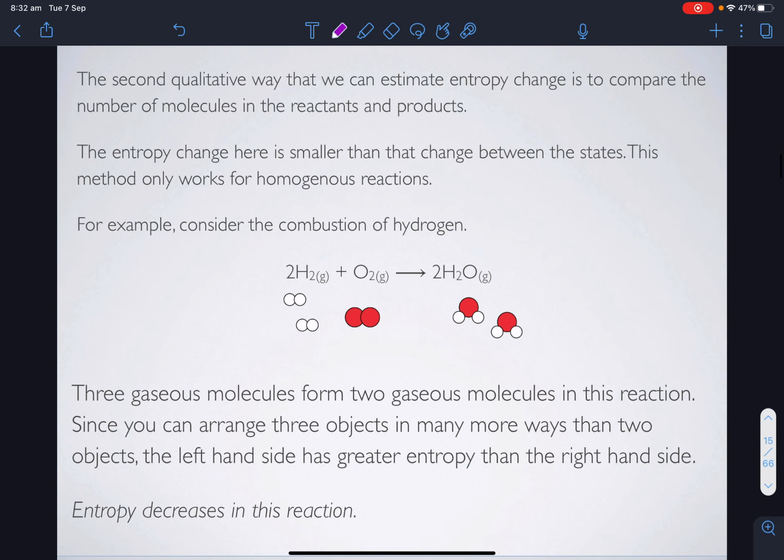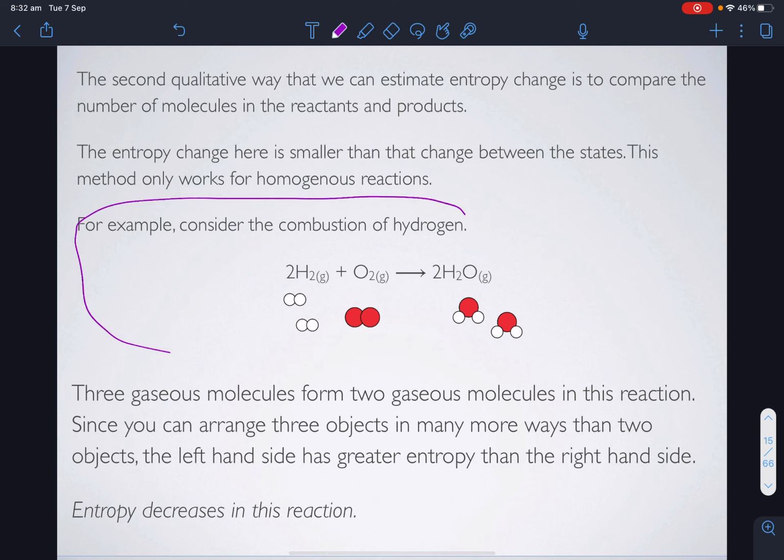Another qualitative way that we can estimate entropy change is to compare the number of molecules in the reactants to the products of our chemical change. This comparison is smaller than what we'd see between the states, but it still gives us an idea of what's happening. And it only works for homogeneous reactions, okay? Because the entropy change between states is much bigger. But if you've got a homogeneous reaction, you can compare molecules to molecules, okay?